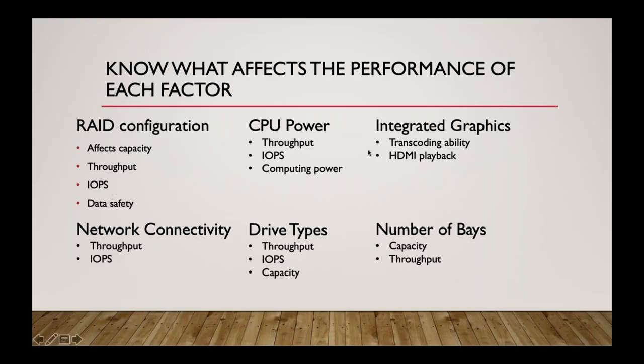Your CPU power will affect your throughput. It will affect your IOPS. It will affect your computing power. Integrated graphics will affect your transcoding ability if you want, say, a Plex media server, and it will affect your ability to have HDMI playback. Your network connectivity will affect throughput and IOPS, and your drive types like SSD, HDD, NVMe, SATA, will affect your throughput, your IOPS, and your capacity. And number of bays can affect both capacity and throughput. Remember I mentioned when you have more drives, you typically get more throughput.